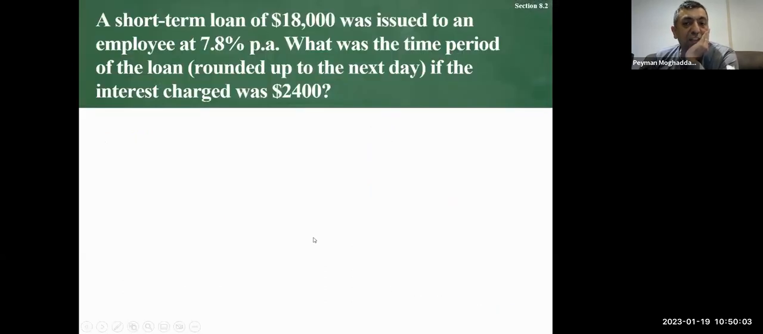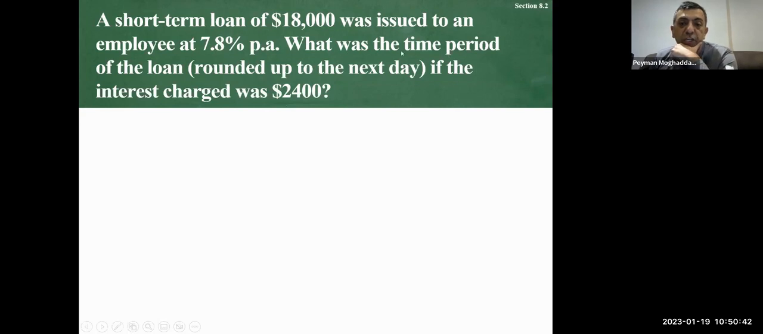A short-term loan of $18,000 is issued to an employee at 7.8% per annum. What was the time period of the loan, rounded up to the next day, if the interest charge was $2,400? So now we have the principal, because the principal is the short-term loan, $18,000, and we have the interest rate as well. We also have the interest. We have P, R, and I. So what we need to know is T, okay?